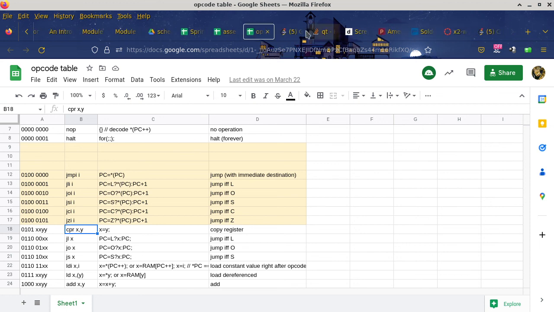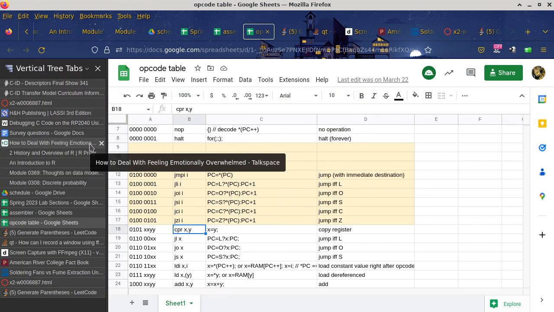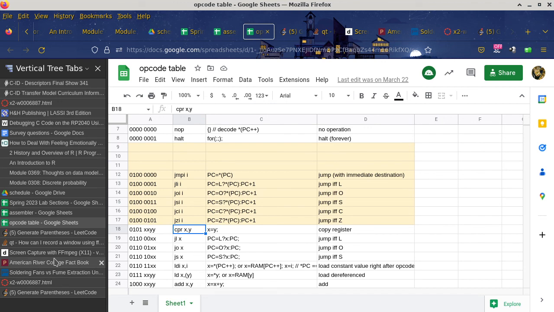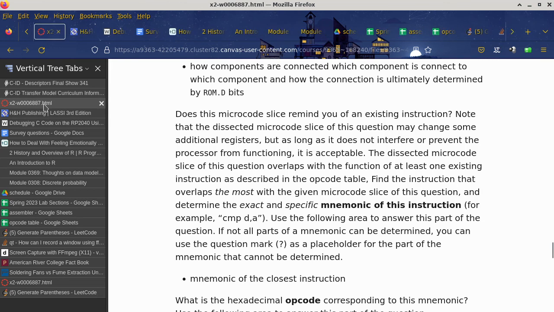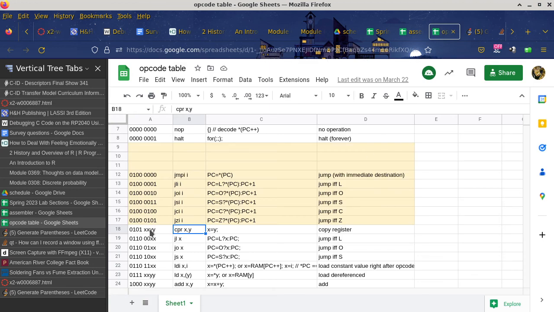So if I go back to the question, which I have lost track of already, where did I put that? Right here, the second one. There we go. All right, so now we are almost done. We just want to get the opcode now. The opcode is all the zeros and ones, right? So that also comes from the opcode table. So this is going to tell you what the opcode is supposed to be.